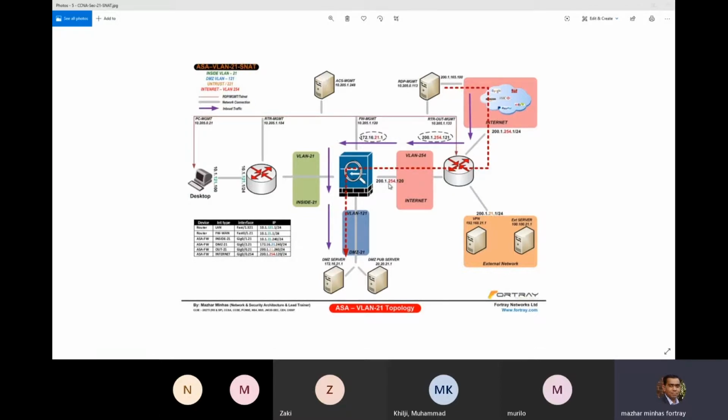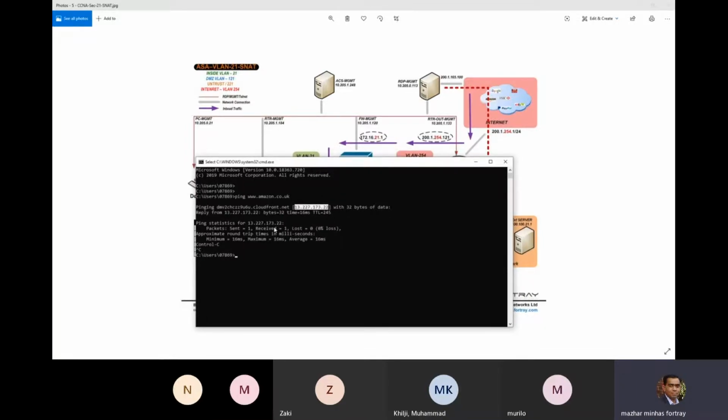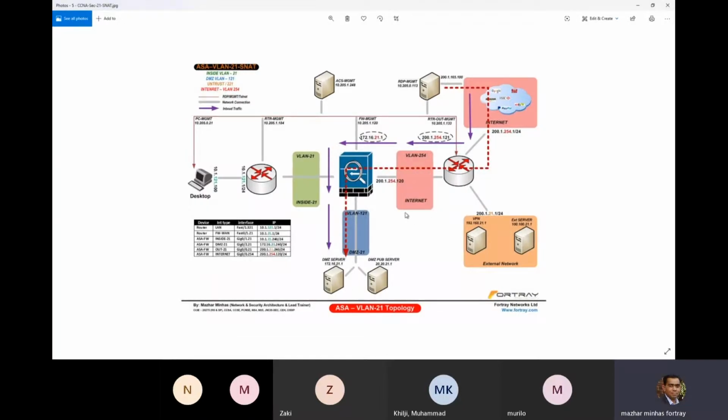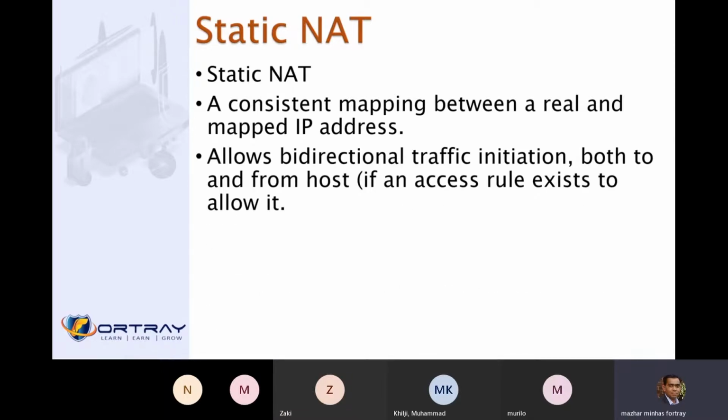So for example, if I go to Amazon.com and ping it, that's the server's public IP address, which is known to the outside world, but the internal IP of that server is different and unknown to you. So that's why static NAT is important: it provides one-to-one, consistent mapping between the real and the mapped IP, and allows bidirectional traffic initiation. Both can initiate the traffic if an access list exists.